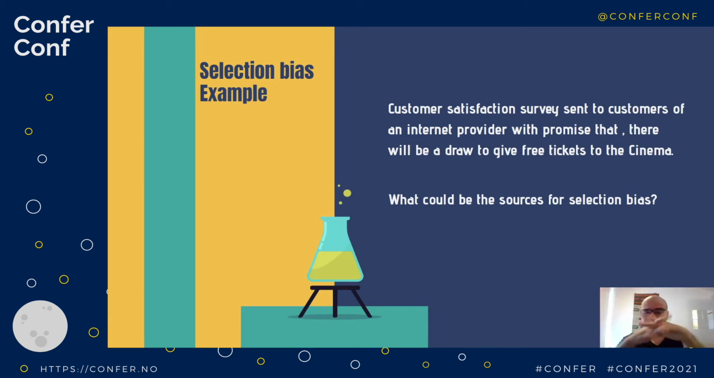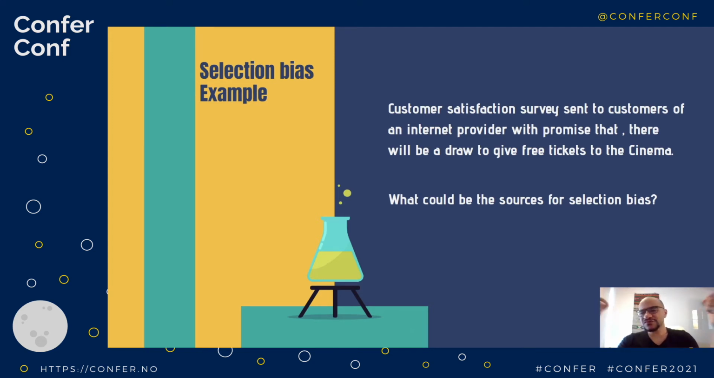So let's see in this case, for example, if a customer satisfaction survey is sent to the customers of an internet service provider with a promise that there will be a draw to give free tickets to the cinema, what could be the source of selection bias in this case?